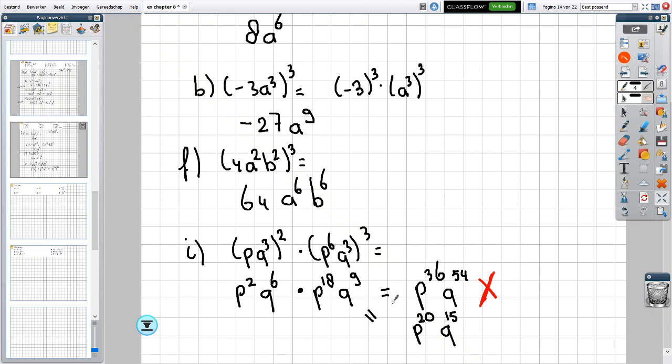Okay, so be on the lookout for when you have to use the power of a power rule and when you're going to multiply letters with the same base. And then you have to add the exponents. Okay, good luck.